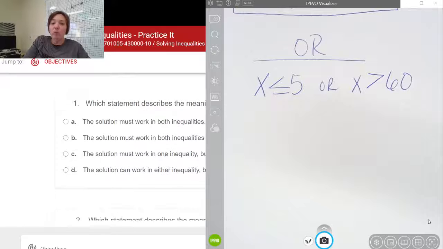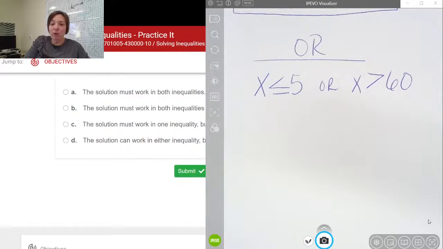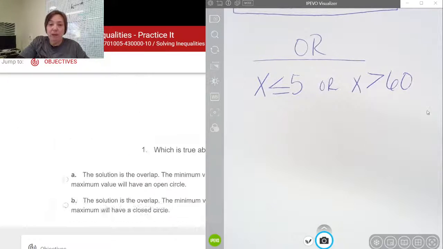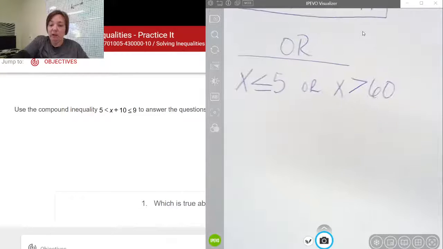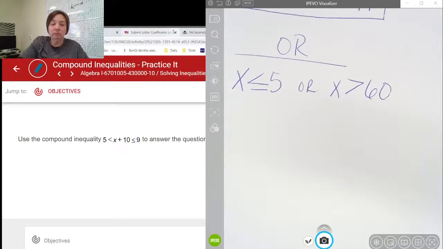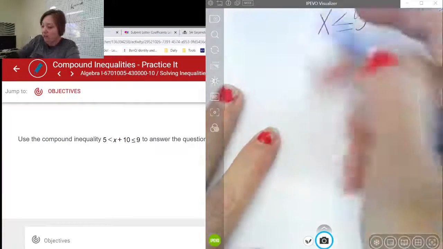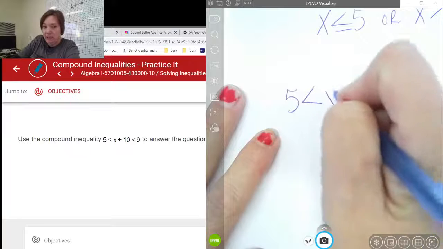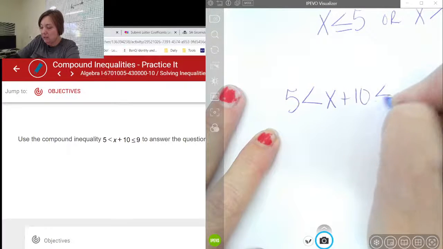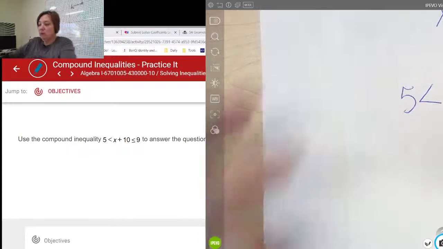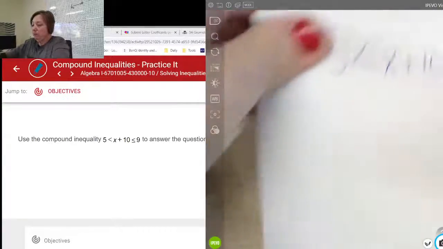Okay, so let's go to the next part where we need to solve an inequality, a compound inequality, okay? So let's say we have like this right here. And I'm going to switch over to split screen again, so y'all give me a second to switch that over. Actually, I'm just going to write it down and go to full screen with the other thing. So I've got 5 is less than x plus 10 is less than or equal to 9. And then I'm going to go full screen with the document camera. Okay, so here's our problem.